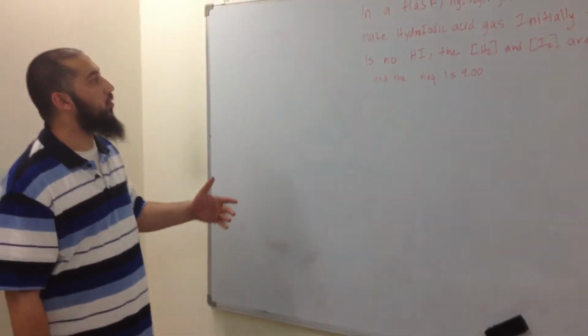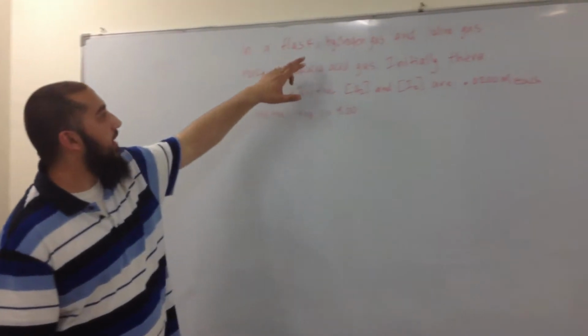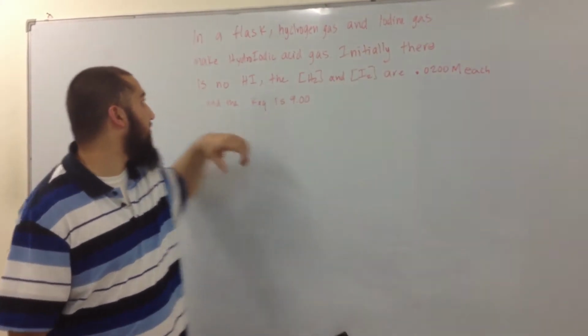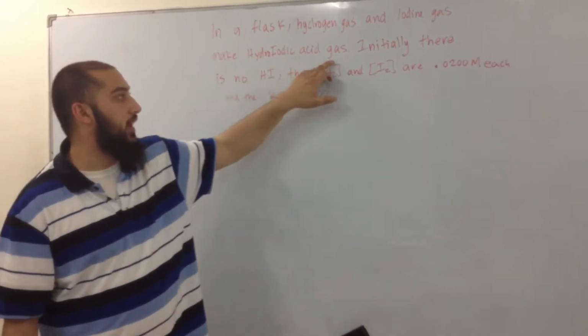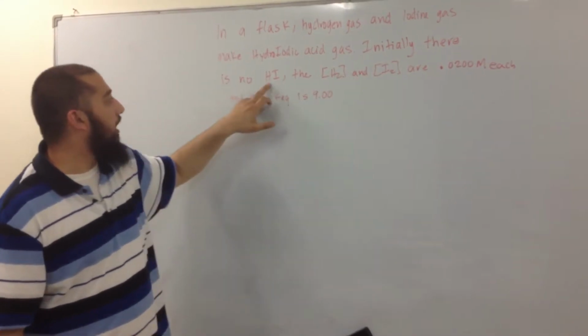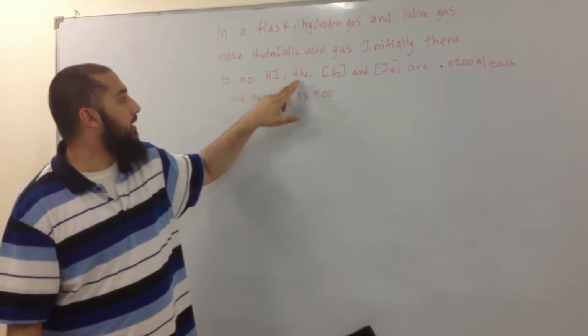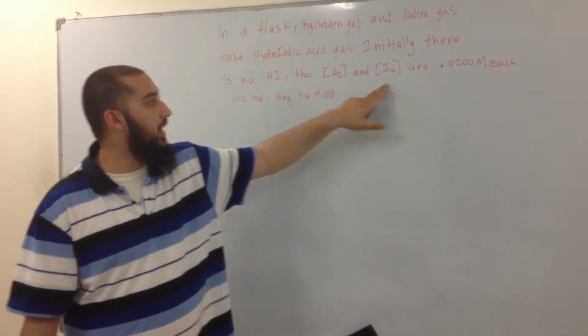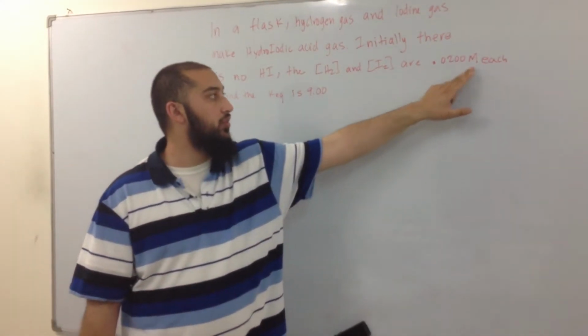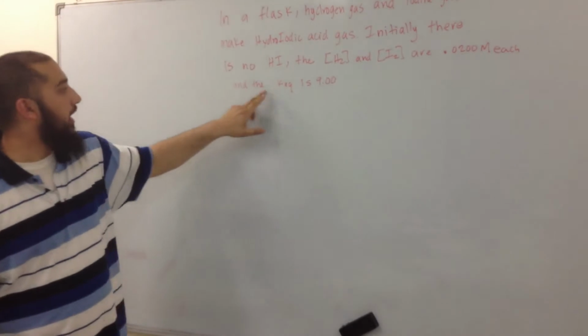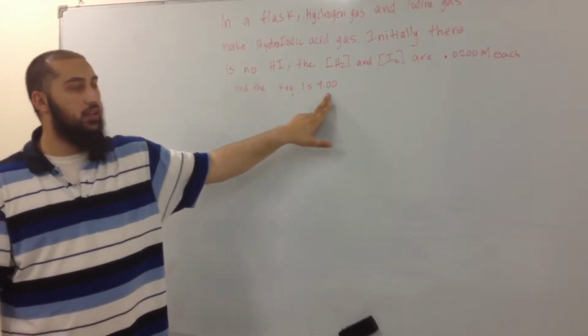Okay, so right now we're going to do a question. In a flask, hydrogen gas and iodine gas make hydroiodic acid gas. Initially, there is no hydroiodic acid, and then it says the hydrogen gas and iodine gas are 0.0200 molarity each, and the K equilibrium is 9.00.